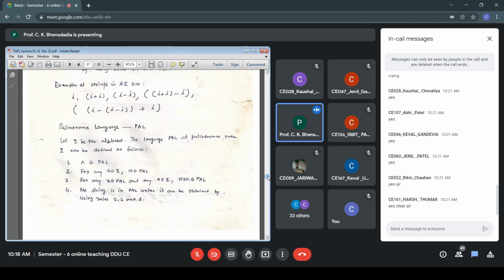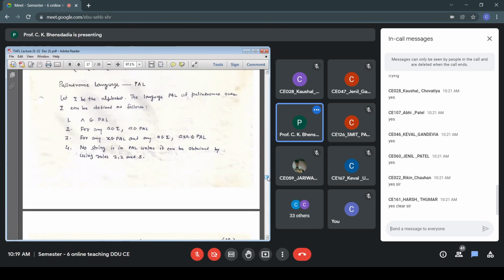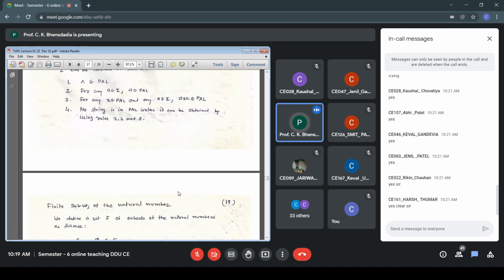This we have already defined, palindrome. Next let us define finite subsets of the set of natural numbers. We recursively define the finite subsets of the set of natural numbers. We define a set F of all the subsets of the natural numbers. Think about this definition. In fact, rule number 1 is visible. Phi belongs to F, the empty set. Empty set is a subset of every set, so it has to be there in F.